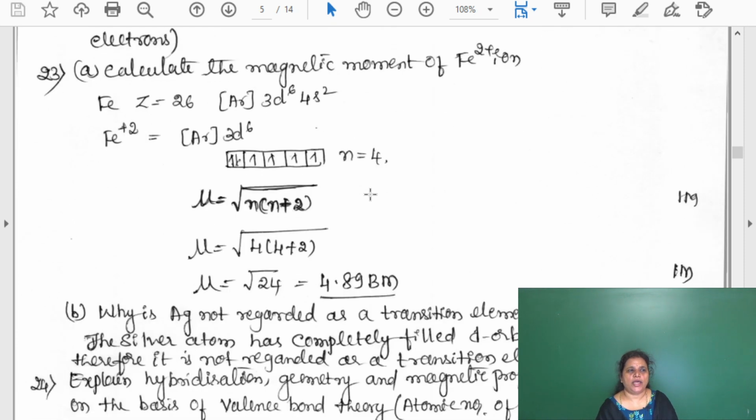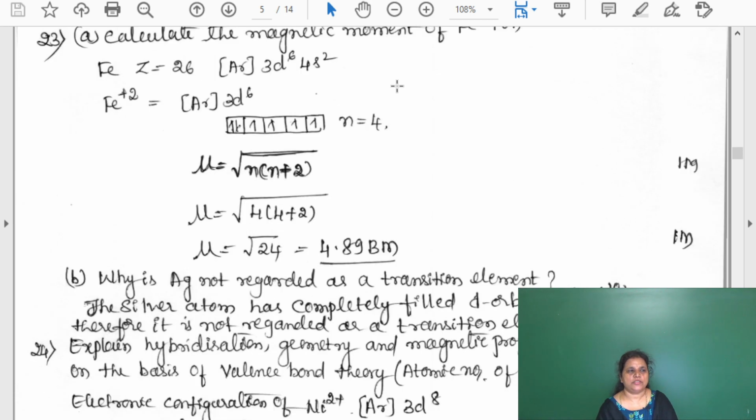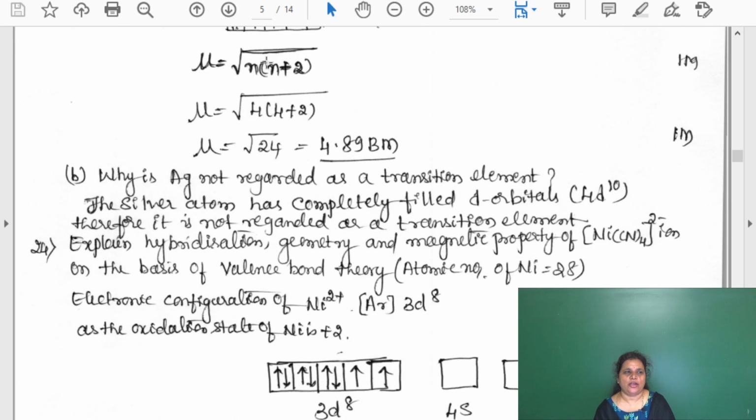Now move on to: calculate the magnetic moment of Fe2+ ion. So the atomic number of iron is 26, electronic configuration argon 3d6 4s2. After losing 2 electrons, this is 3d6. Here we have 4 unpaired electrons, okay, and the n value will be 4. In the formula, mu is equal to square root of n(n+2). The n indicates the number of unpaired electrons, and substituting the value in the formula carries 1 mark.